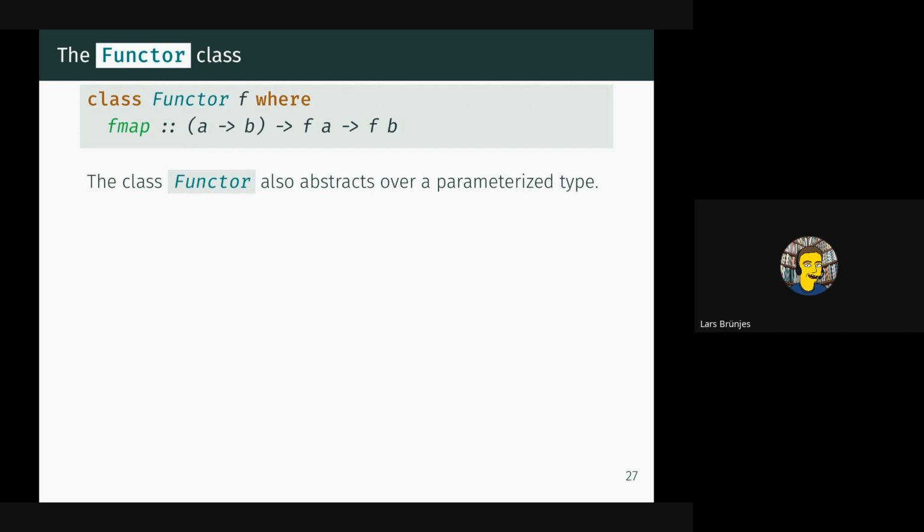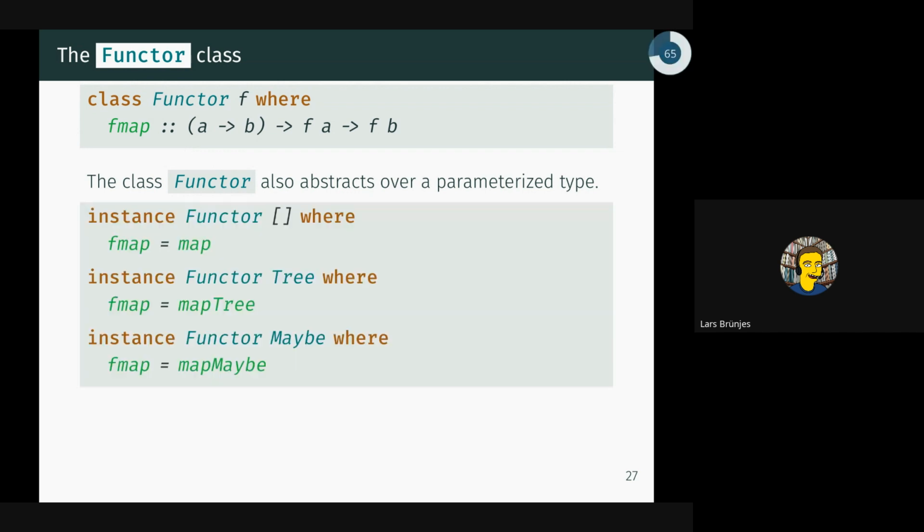Instead, you can just use fmap. So the instances would be like this. Lists become an instance of Functor by using map, the usual map on lists. Tree becomes an instance of Functor by using mapTree that we just defined. Maybe becomes an instance of Functor by using mapMaybe.